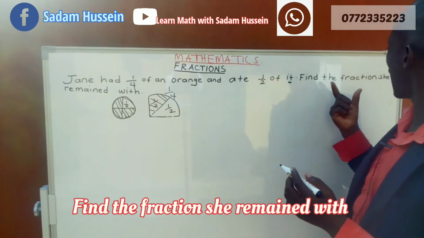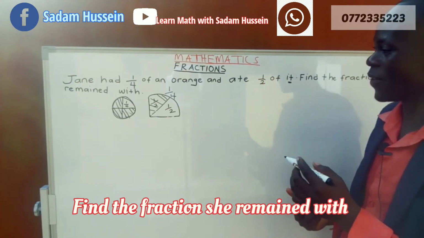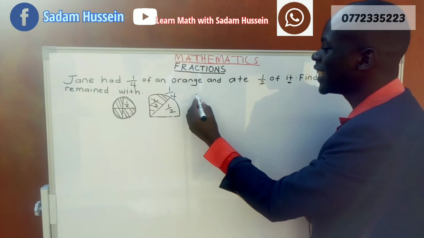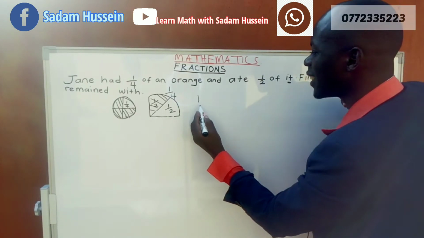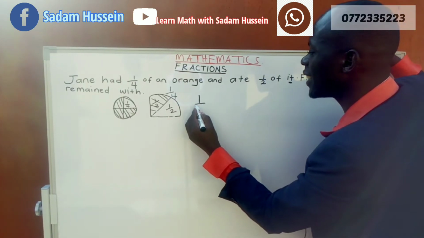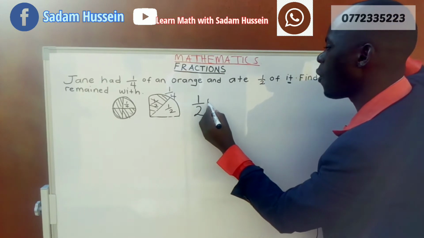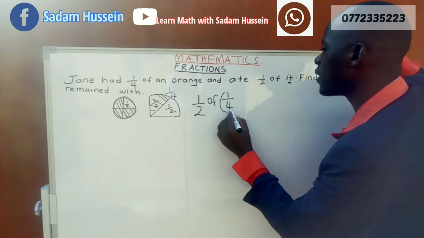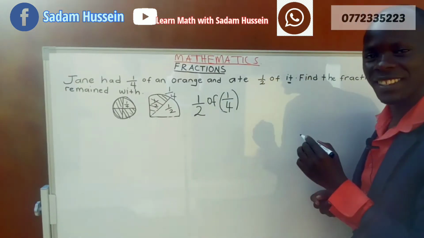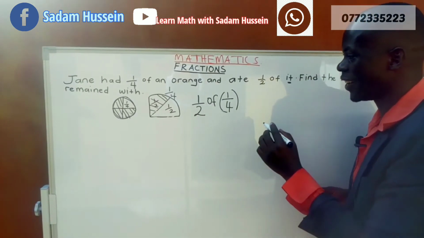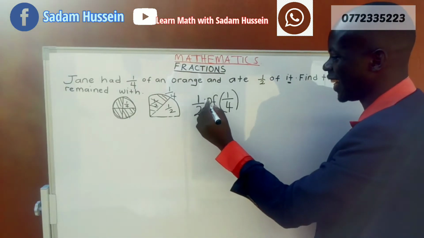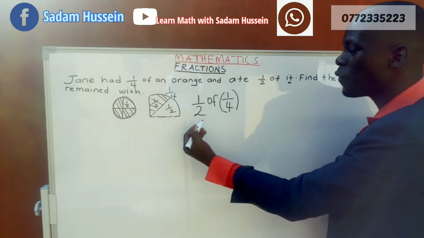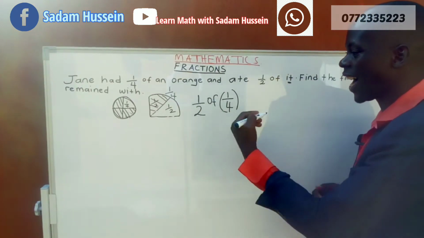Yes, find the fraction she remained with. So Jane, with her quarter, she ate a half. Jane ate a half of her quarter of an orange. I hope you are moving on well. This is what Jane ate. Jane ate a half of the quarter she had.